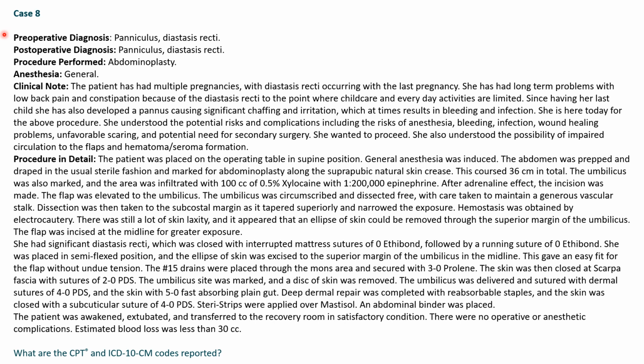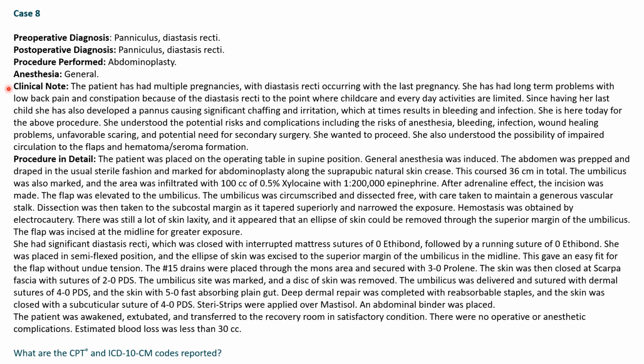Our preoperative diagnosis: panniculus, diastasis recti. So those are two diagnoses. The postoperative diagnoses are the same. The procedure performed, abdominoplasty. Anesthesia, general. Clinical note: the patient has had multiple pregnancies with diastasis recti occurring with the last pregnancy.